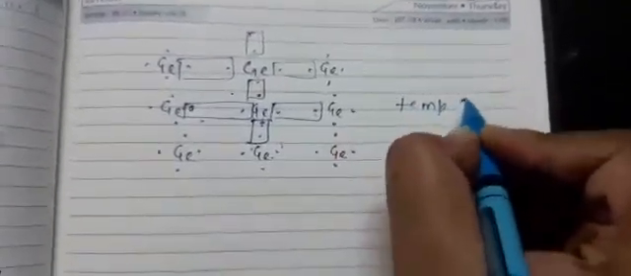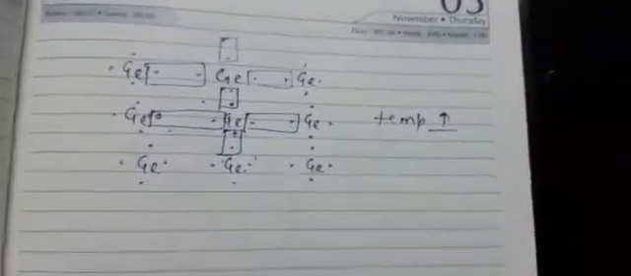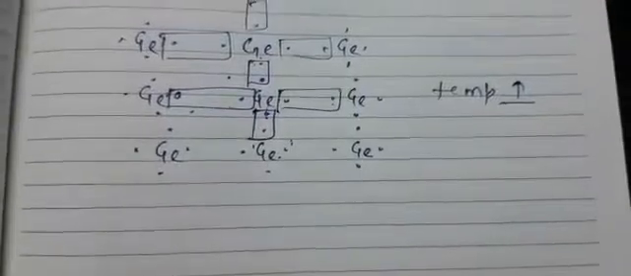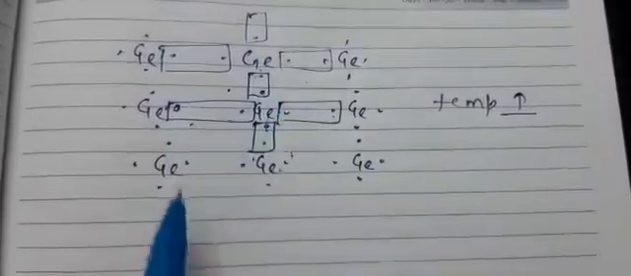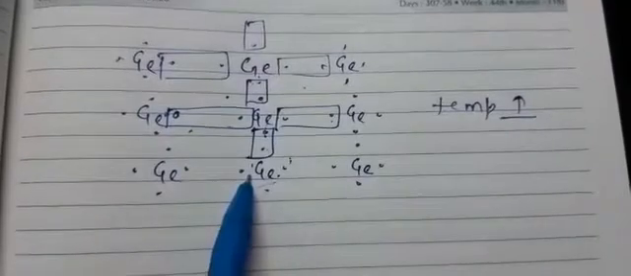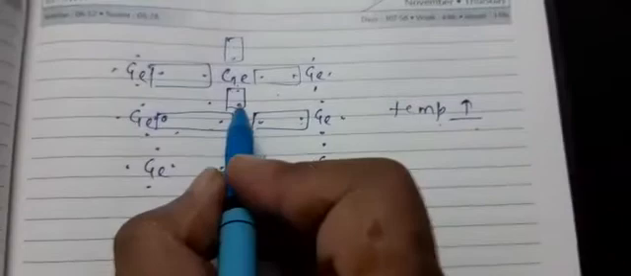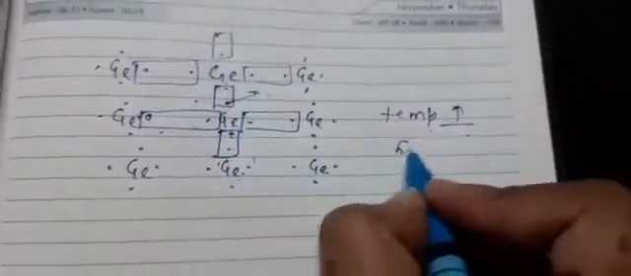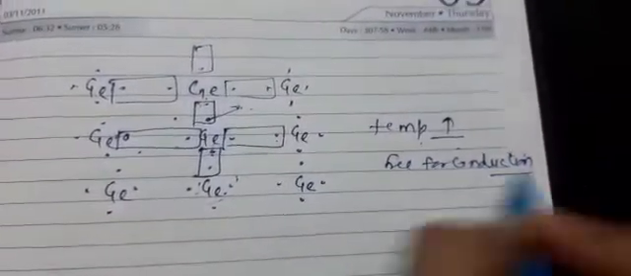Now as temperature increases, at room temperature, the electrons will gain energy. At absolute zero, all the 8 electrons are completely held in covalent bonds, and hence as the temperature increases, electrons from the valence band gain energy and become free for conduction. So you can say they move into the conduction band.